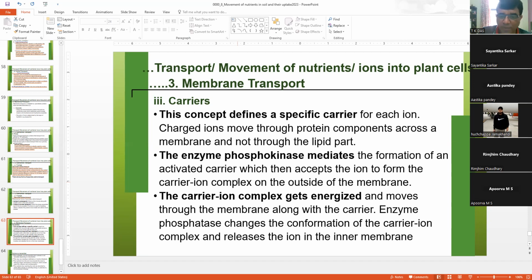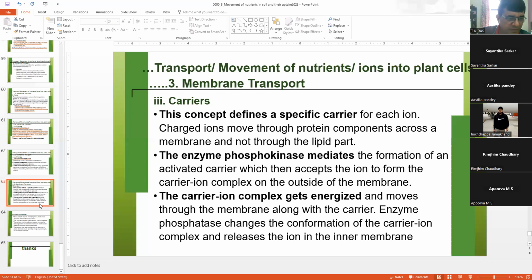The carrier-ion complex gets energized and moves through the membrane along with the carrier. Enzyme phosphatase changes the conformation of the carrier-ion complex and releases the ion in the inner membrane.